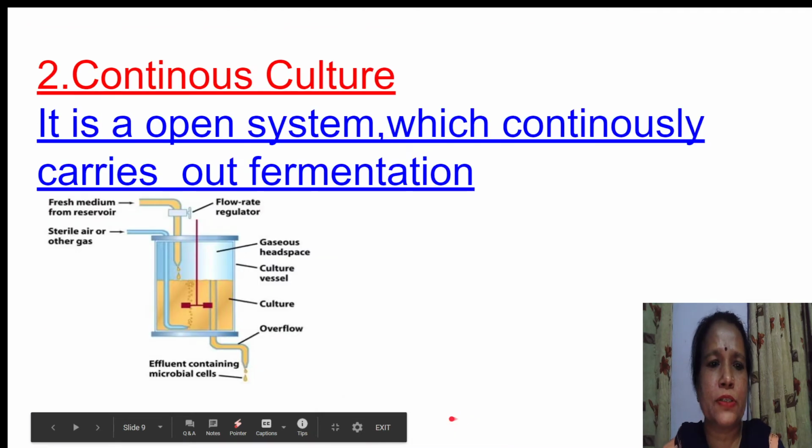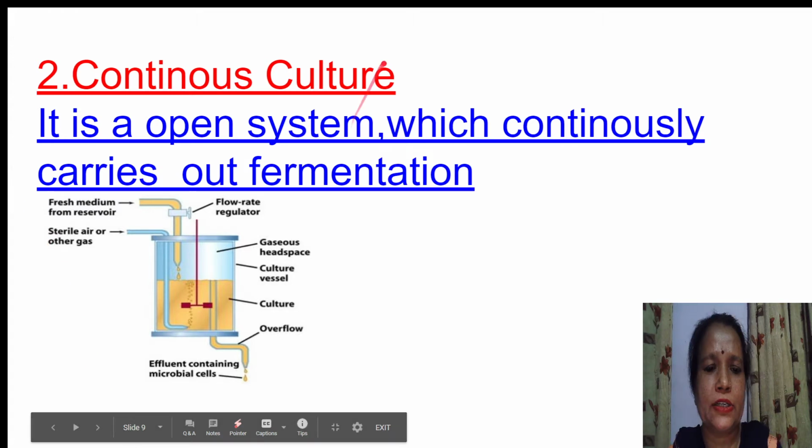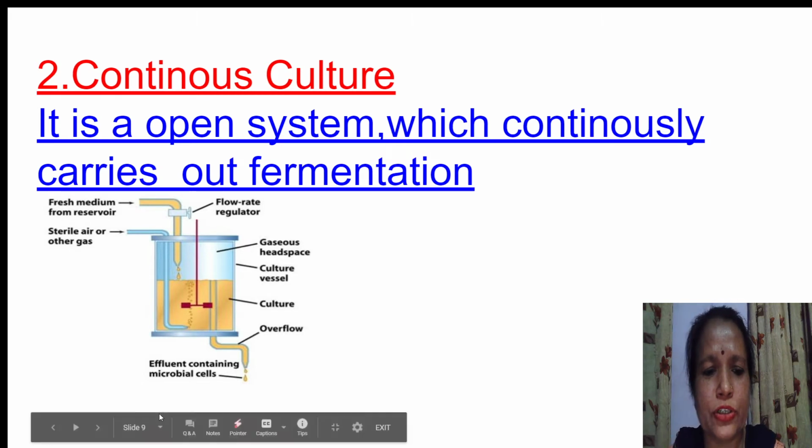Now this is continuous culture. It is an open system which continuously carries out a fermentation. From one side the fresh medium is added and from the other side it is extracted. So this is a continuous culture in which there is a regular flow of the nutrients and the products are taken out continuously. As a result, these microorganisms remain in a physiologically active state.